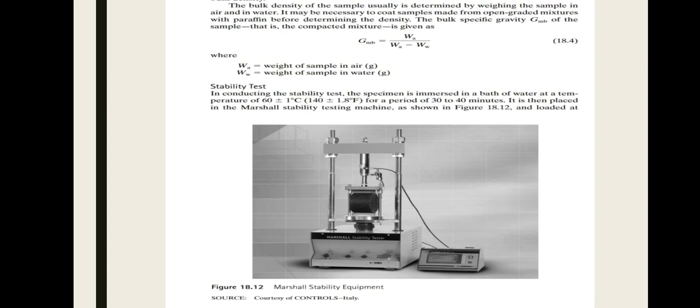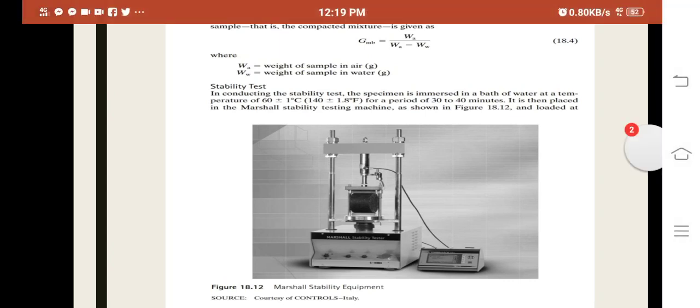Stability test. In conducting the stability test, the specimen is immersed in a bath of water at a temperature of 60 plus or minus 1 degrees Celsius, 140 plus or minus 1.8 Fahrenheit, for a period of 30 to 40 minutes. It is then placed in a Marshall stability testing machine, as shown in figure 18, and loaded.